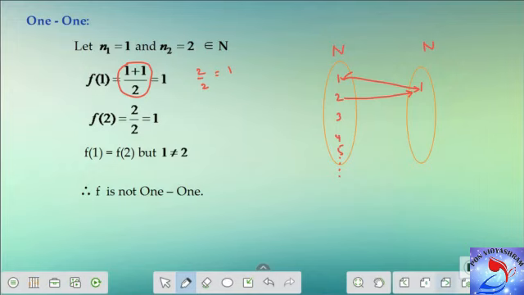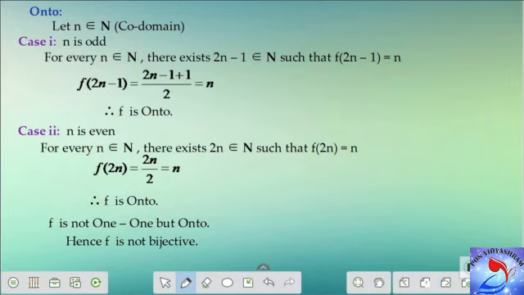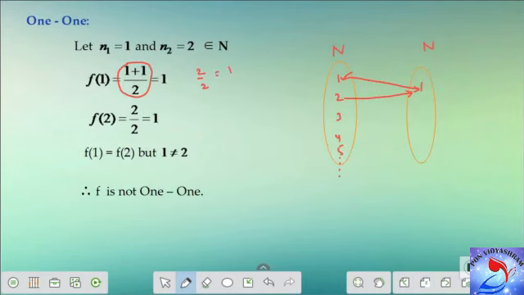Let's check whether the given function is onto or not. For this, again, let me go for the diagrammatic explanation. Here is the first set of natural numbers, and here is the second set of natural numbers. You can see from the previous diagram that 1 and 2 will be mapped onto 1. Similarly 3 and 4 will be mapped onto 2. We can cross check this: 3 and 4 will be mapped to 2.